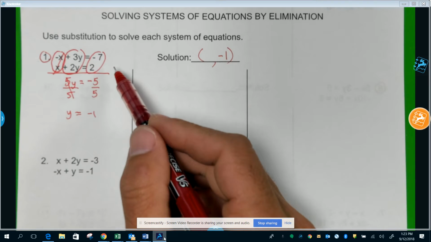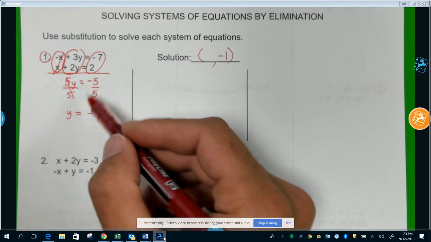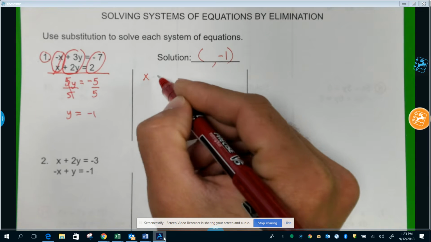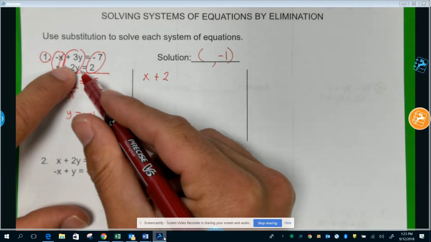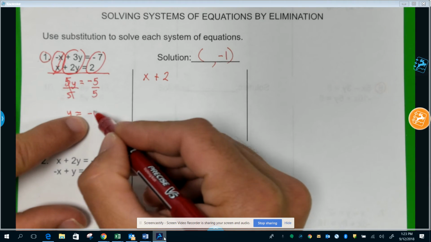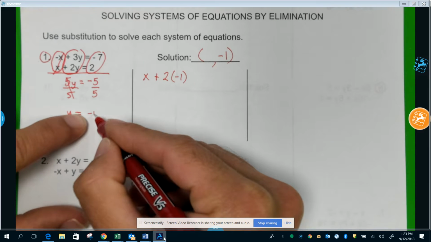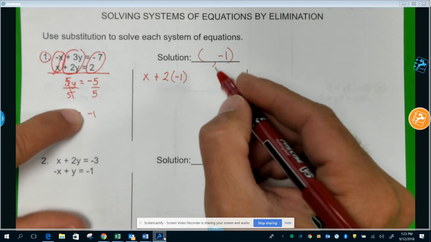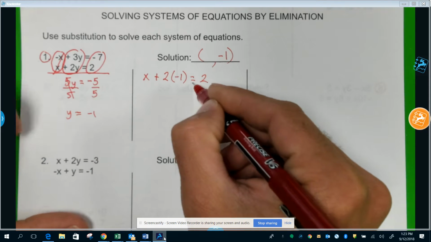You can choose either equation you want. It does not matter. All right. In this case, I will just take the bottom one since x is already positive. So the bottom equation, it says x plus, well, it's not going to be 2 times y anymore. It's going to be 2 times negative 1. And anytime we plug a number in for a variable, and anytime I'm plugging a negative 1 into the y, I use parentheses with it. And that equals positive 2 to finish that equation.